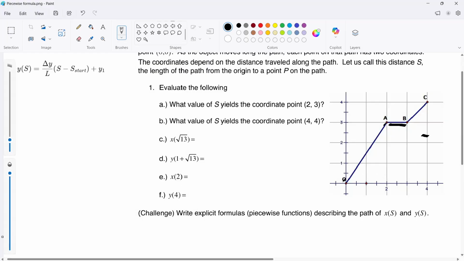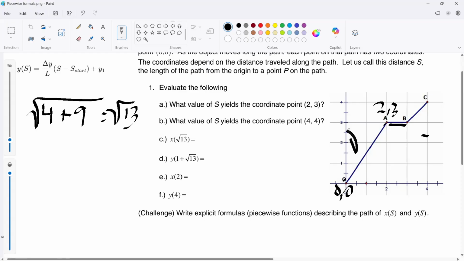Remember the distance formula is the square root of (x2 minus x1) squared plus (y2 minus y1) squared. So I'll do the distance of this part here. It's 2 minus 0 squared, which is 4, plus 3 minus 0 squared, which is 9, and then the square root thereof. And that's the square root of 13.